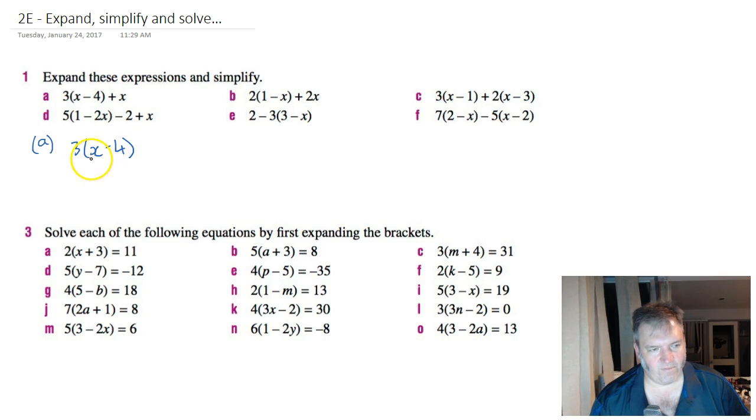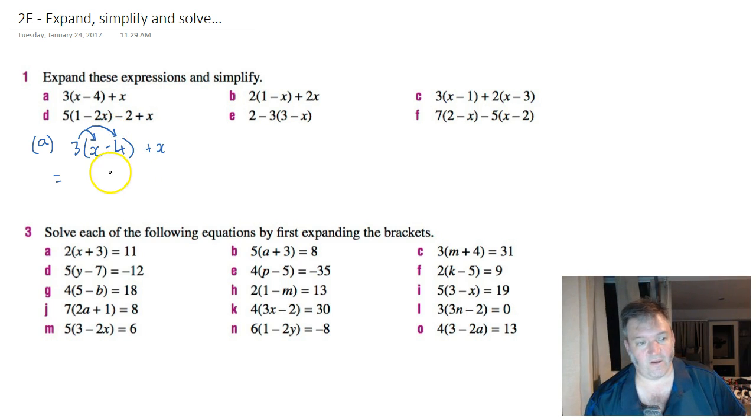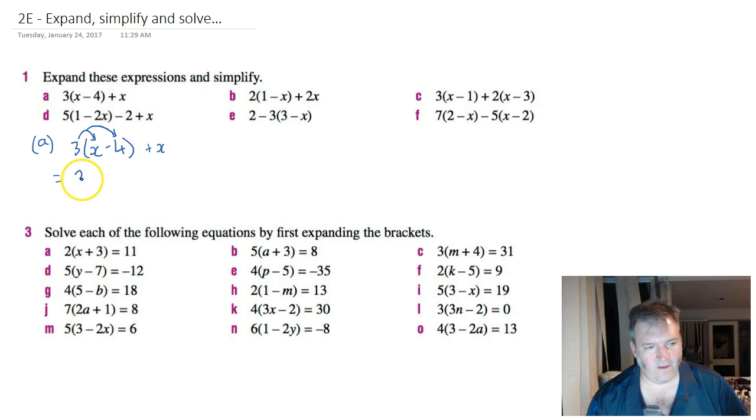So 3 multiplied by this bracket, x minus 4 plus x. So when you've got brackets to expand, the number in front of the bracket multiplies every term inside the bracket. So here I've got 3 multiplied by x. Well, that's pretty easy. That's 3x. 3 multiplied by negative 4. So a positive times a negative is a negative. And 3 times 4 is 12. This x, which is separated by a plus sign, there's no multiplication involved. That's just sitting out there on its own at the moment.